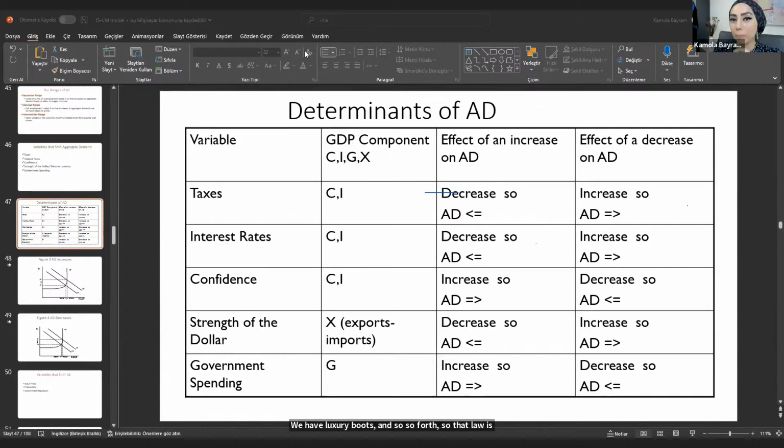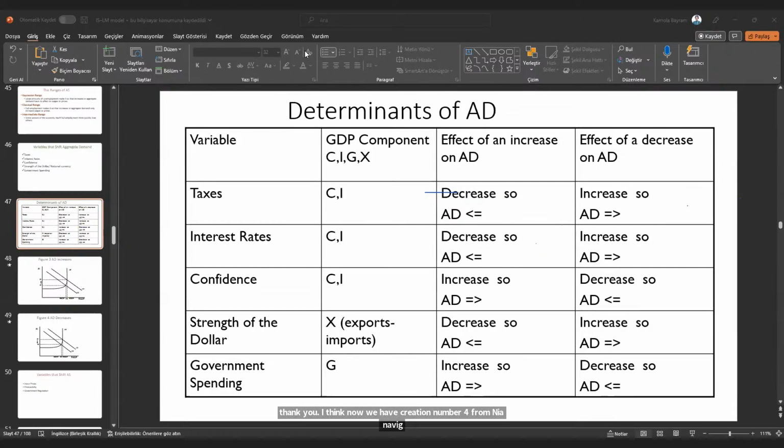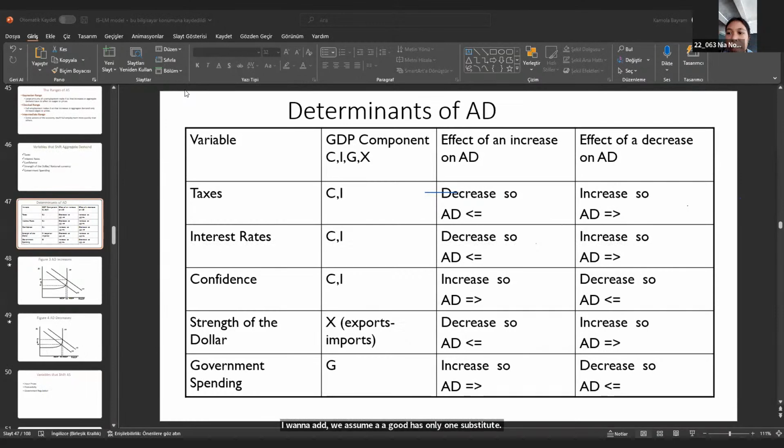Okay, thank you. I think now we have question number 4 from Nia Novita. Okay, thank you, ma'am, for the opportunity. I want to ask, if we assume a good has only one substitute, then when the price of that good increases and the current price of the substitute good is the same, what will happen to the demand curve for the good? Thank you, ma'am.